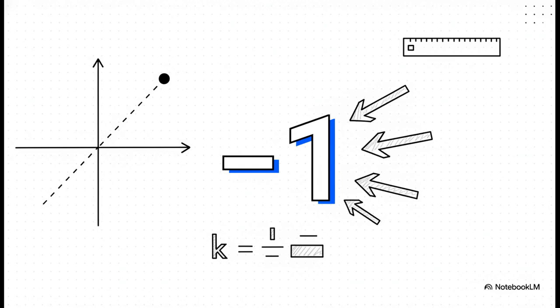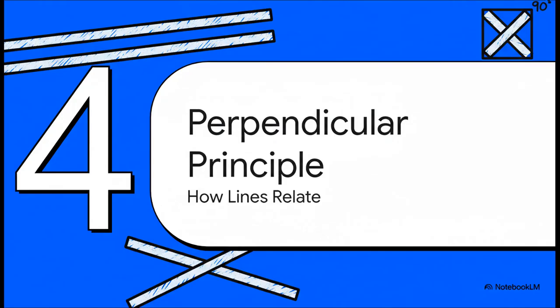See how that works? It's a super useful trick. So far, we've been looking at lines one at a time. But lines don't exist in a vacuum, right? They interact. They can run parallel to each other forever, never touching, or they can cross. Our third tool deals with a very special kind of crossing, when two lines meet at a perfect 90-degree angle.